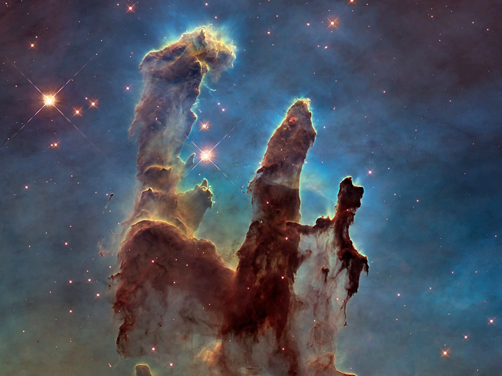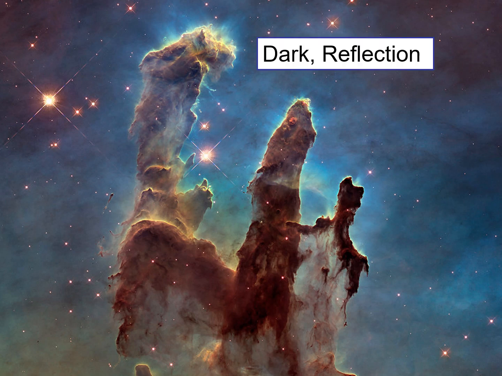And so actually what's going on, this one in particular is called the Pillars of Creation. And in the background, the blue is a reflection nebula. And in the foreground, the major dark yellowish thing you're seeing is actually a dark nebula. So this is both a dark and reflection nebula.